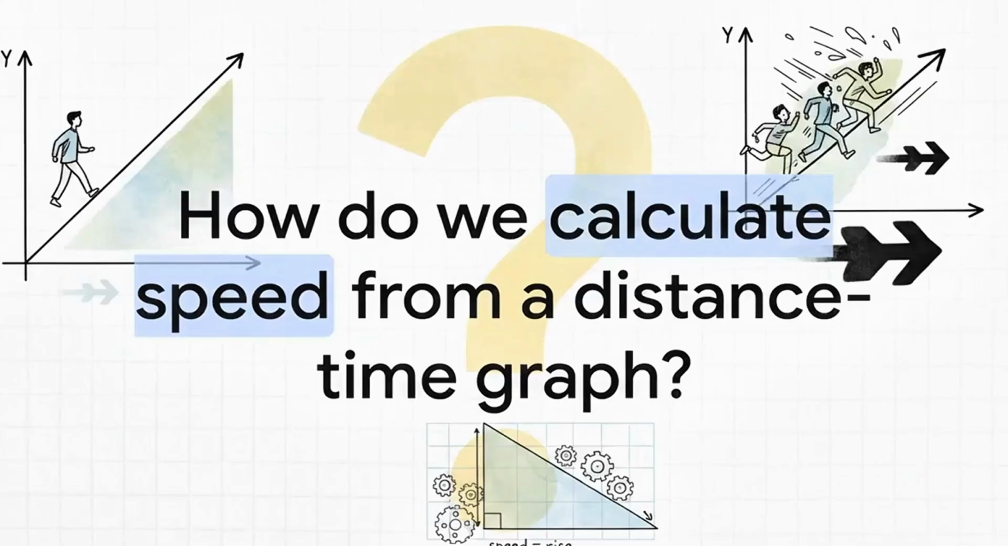Okay, so we've mastered the visual side. We can literally just look at the steepness of a line and instantly know if someone is walking steadily, standing still, or full-on rushing. But what if we need to know the exact numbers? How do we transition from just eyeballing that visual steepness to figuring out the hard math behind the gradient?